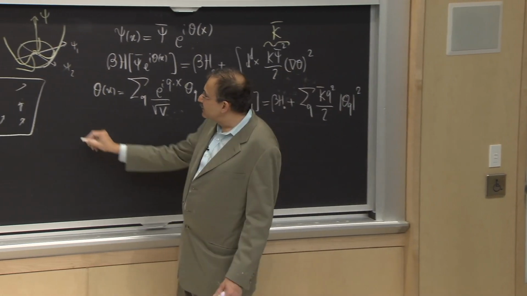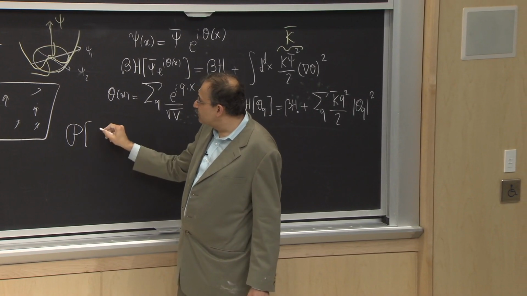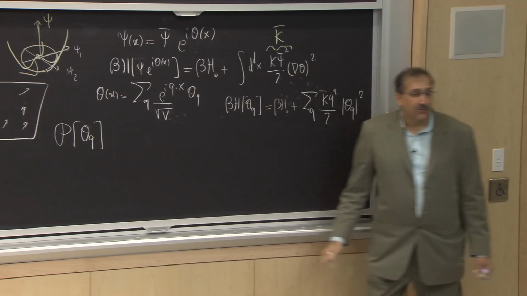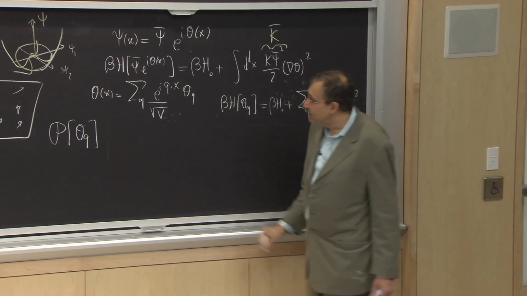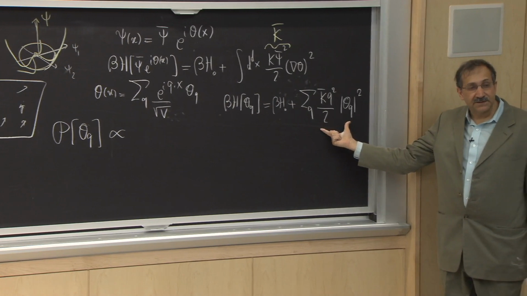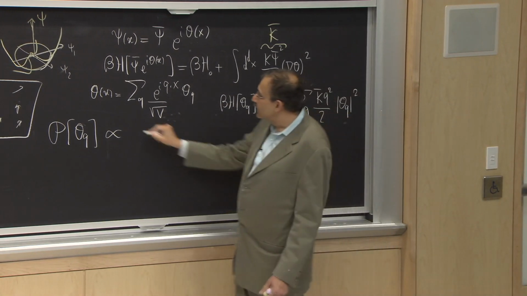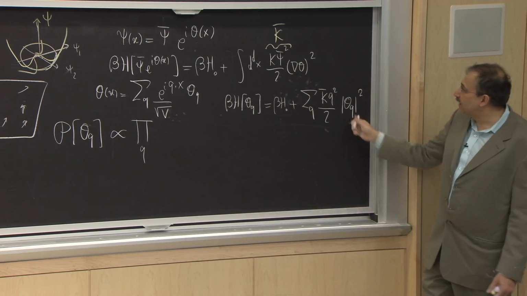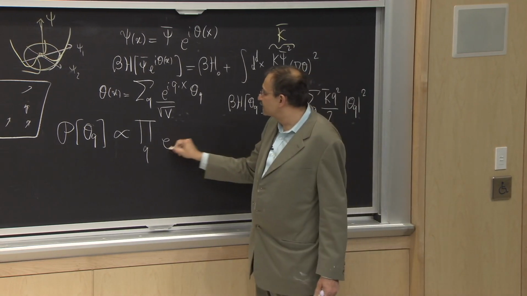So the probability of some particular combination of these Fourier amplitudes is proportional to exponential of this, and therefore a product of independent Gaussian distributed quantities.